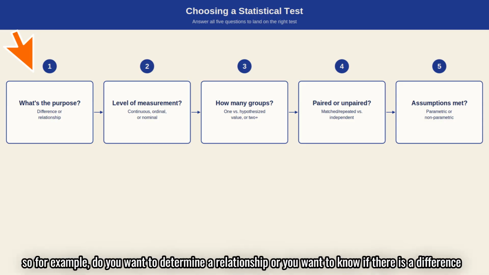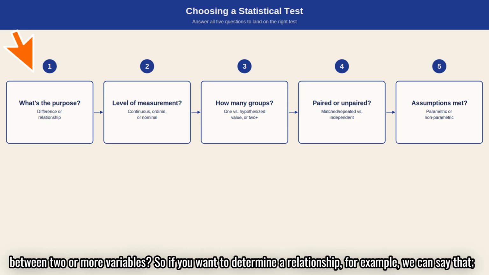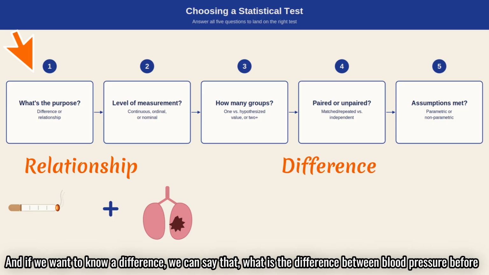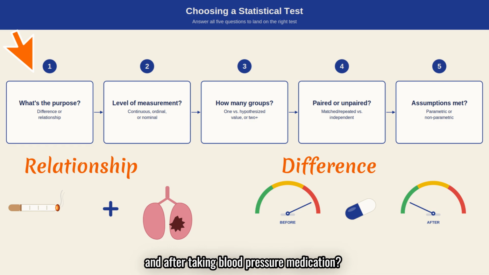So for example, do you want to determine a relationship, or do you want to know if there's a difference between two or more variables? If you want to determine a relationship, for example, we can ask: what is the relationship between cigarette smoking and lung cancer? Now, if you want to know a difference, we can ask: what is the difference between blood pressure before and after taking a blood pressure medication?